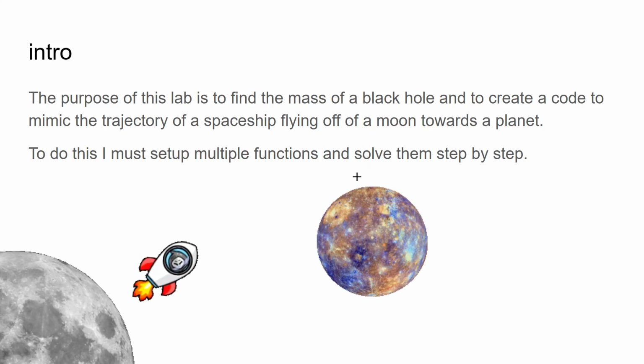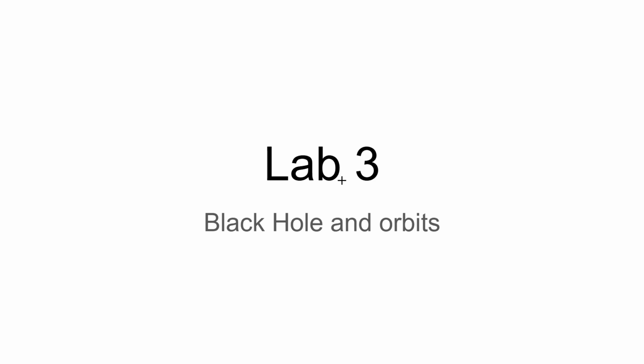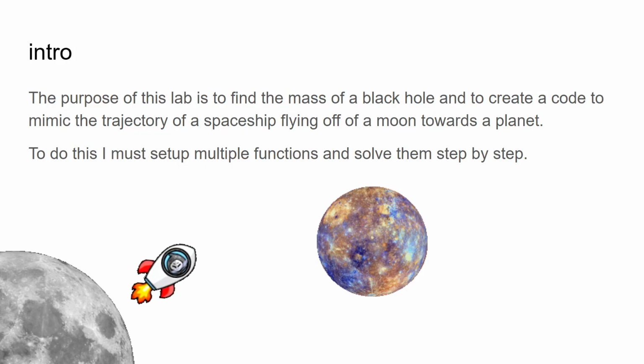Lab 3: Black Holes and Orbits. The intro. The purpose of the lab is to find the mass of a black hole and to create a code that mimics the trajectory of a spaceship flying off a moon towards a planet. To do so, I must set up multiple functions and solve them step by step.